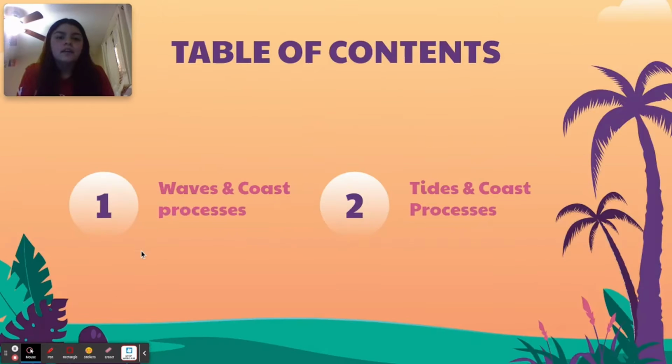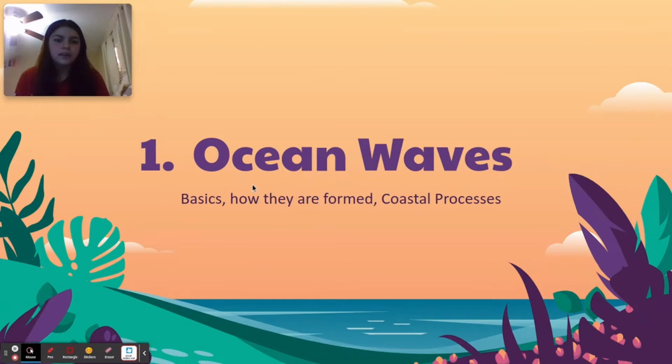Let's begin. I will be talking about the table of contents. The content is pretty easy. I will be discussing the waves in the coastal process, and the tides in the coastal process, and how they rely on the ocean. To begin with, I'm going to start with the ocean basics and how they are formed, and I will end lastly with the coastal process.